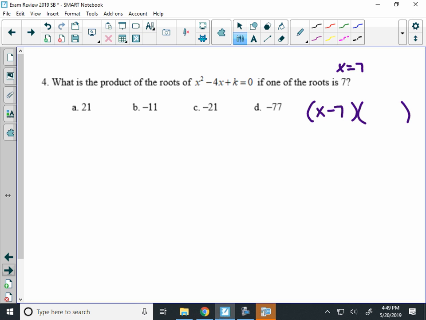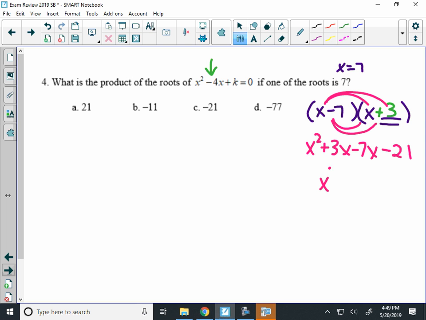I have to have negative 7 and something else here. Now, the other factor, look, it has to add to negative 4. And if I have negative 7 and a plus 3, that would give me the middle term of negative 4. Now, if you're not sure, think about foiling this to check your work. X squared plus 3x minus 7x, then we have minus 21, which will give me x squared minus 4x, like we wanted, minus 21.